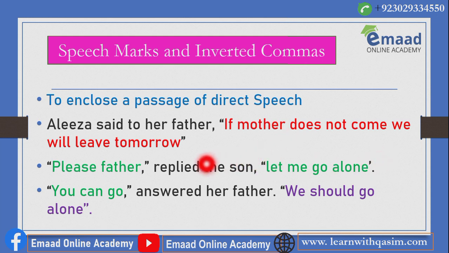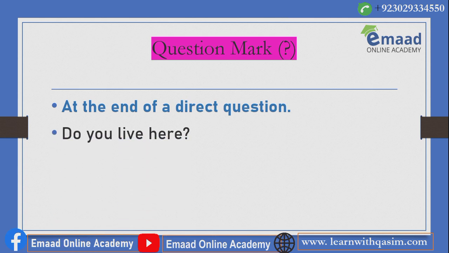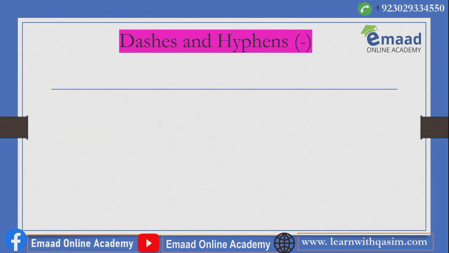Whereas in the third sentence, the two parts of direct speech separated by answered her father are complete sentences. For this reason, we has a capital letter here. We begins with a capital letter because it's now a new sentence. You can go and we should go alone are separate sentences. All right. So then we have the question mark, a very easy punctuation mark that all of you are very familiar with. Do you live here? We have a question mark at the end of a direct question.